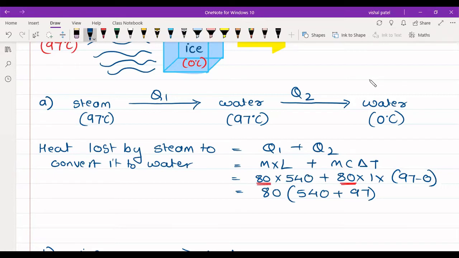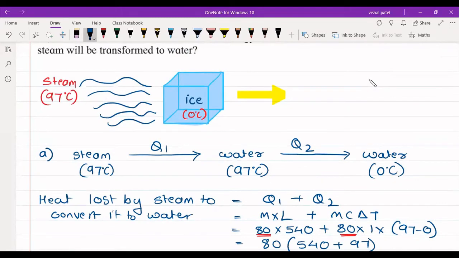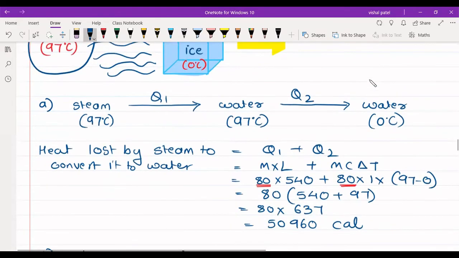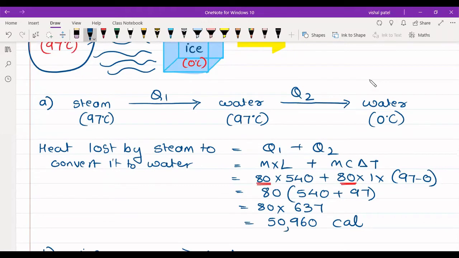Understood by everyone? 80 into, if I add this, I'll get 637. That is 50,960 calories. So students, what happened over here, see I'm circling, steam was used, the steam gave out this much heat. How much heat? 50,960.